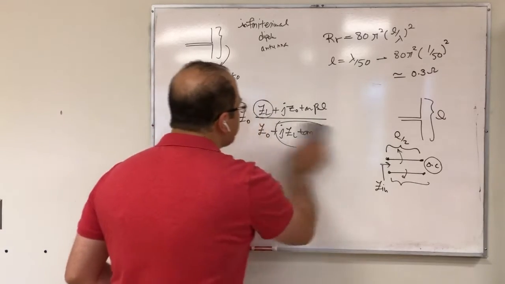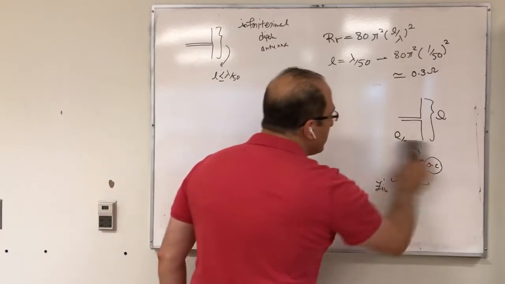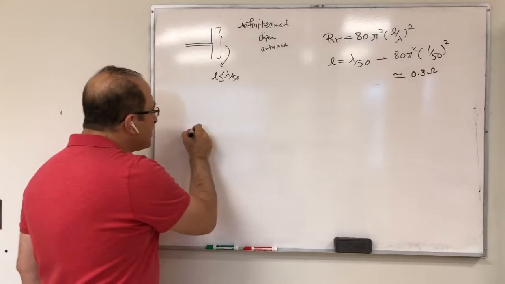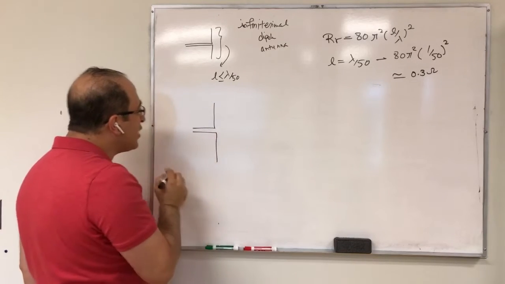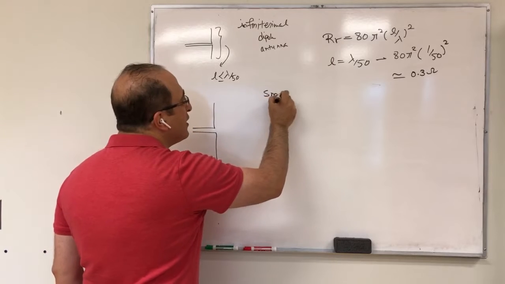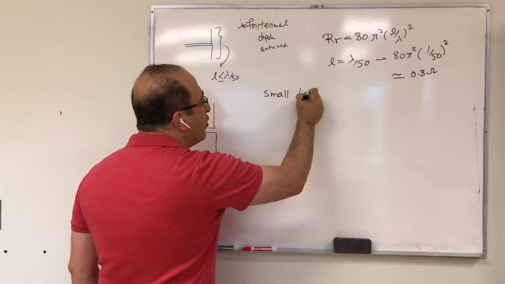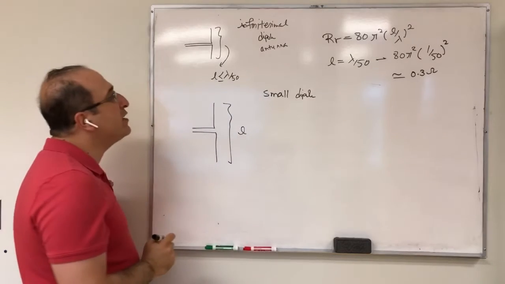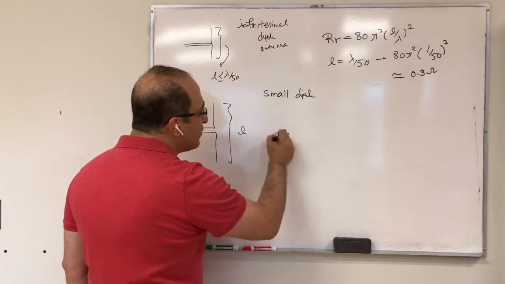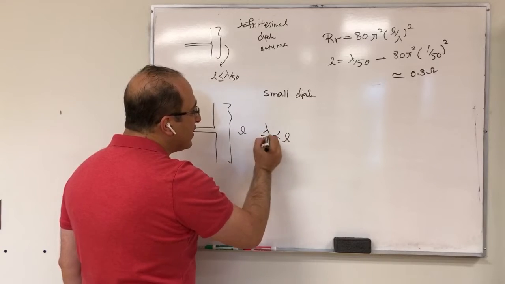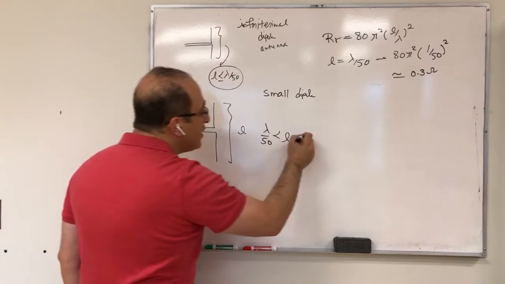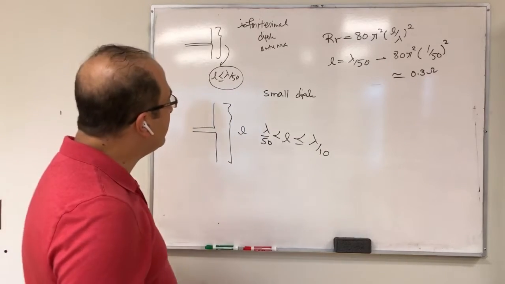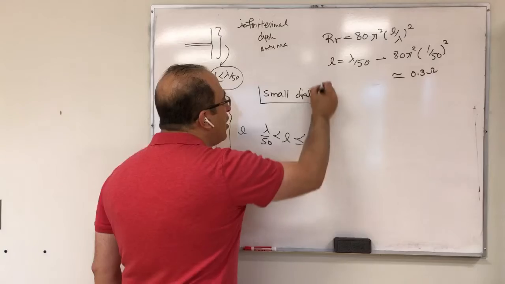Now I want to start my next step, and in the next step I'd like to consider a dipole antenna, but this time in the category of a small dipole antenna. What happens is that I'm going to increase this L. So this time, for example, my L is greater than lambda by 50. Before it was smaller, between lambda by 50 and lambda by 10. Now, I call this a small dipole.